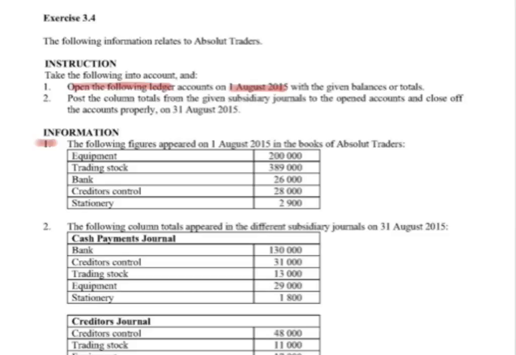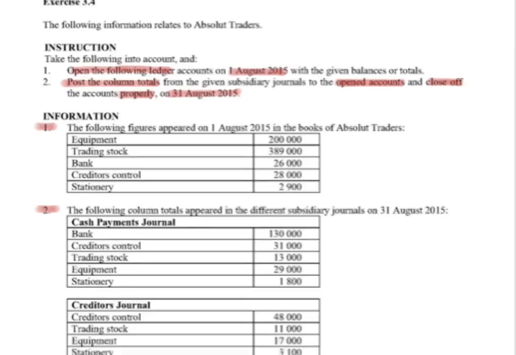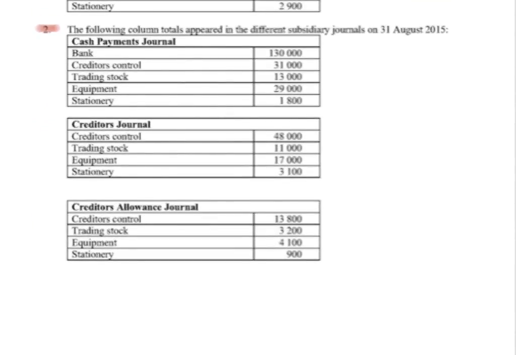Then number 2 asks us to post the column totals. They've done all the journals for you, so we post the given journals to the opened accounts and close off these accounts properly on the 31st of August 2015. All the information was provided in number 2 in the journals, and we need to just take these journals to the general ledger accounts.